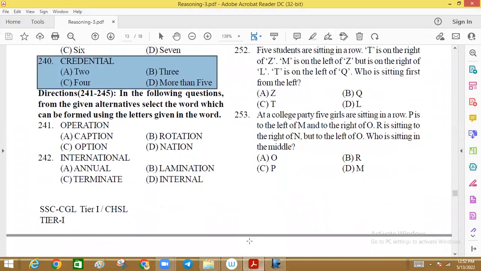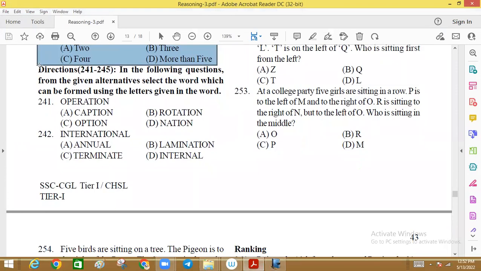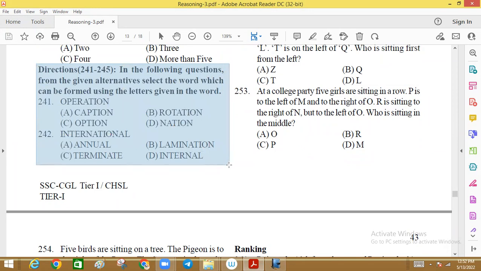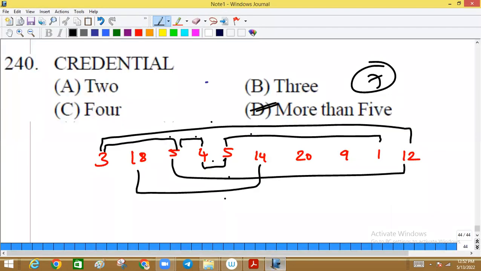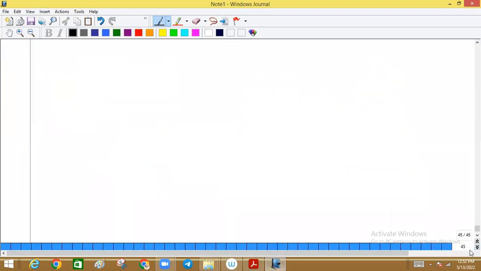The last we'll do, and then we'll take the break. This is also very important for SSC. Sometimes you will be asked this type of question as well. Again, very easy. You can easily score a mark when you get this kind of question.